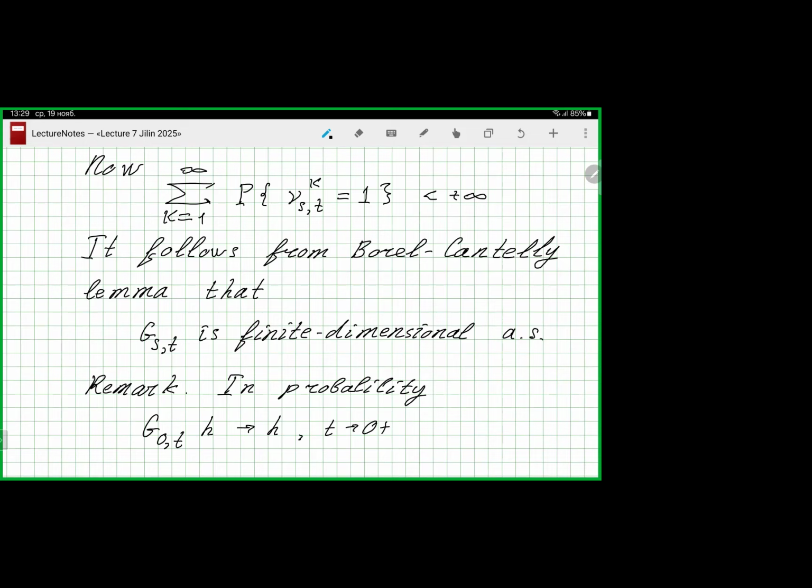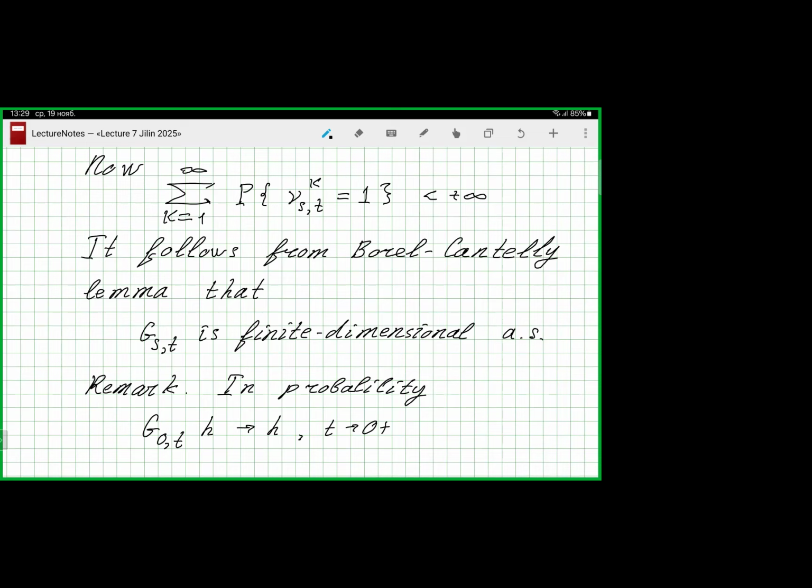Please check this. Also, this can be checked, yeah? Using usual calculus, it is very trivial. And Lebesgue dominated convergence theorem. What does it mean? That we have the picture which is purely stochastic.